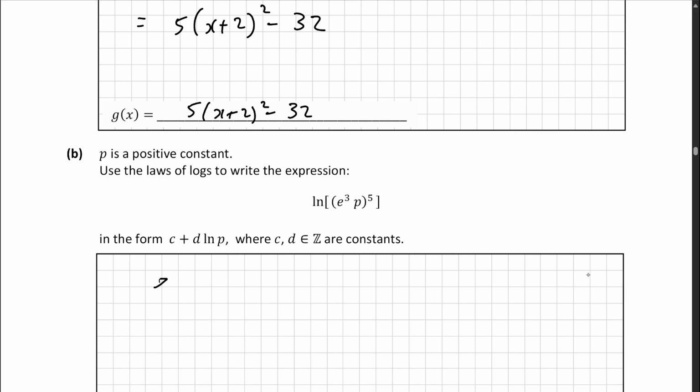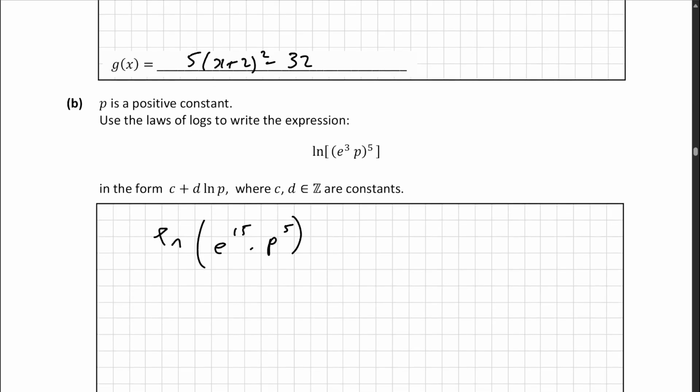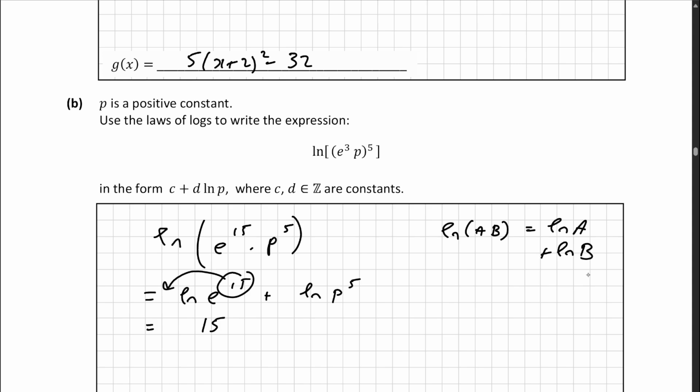Okay, so I'm just going to rewrite this as natural log of, distributing the power, e to the 15 times p to the 5. And then we know that log of AB is log A plus log B. So that's equal to log of e to the 15 plus log of p to the 5. Now log of e is 1, so it's just going to be 15, by bringing this to the front, plus, same logic, that goes to the front, so 5 natural log of p.